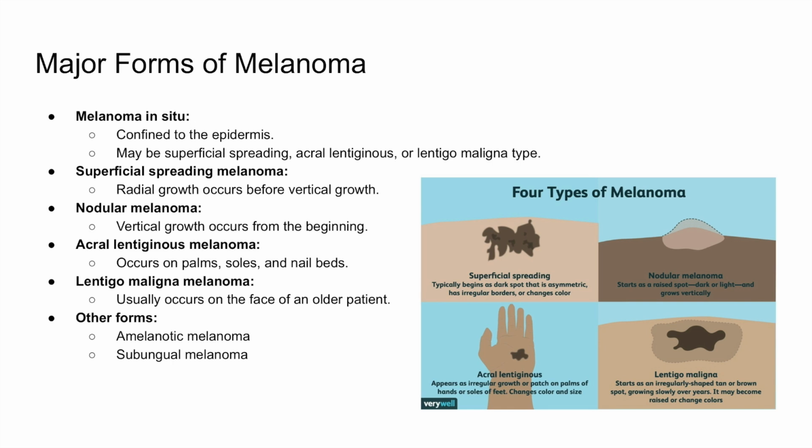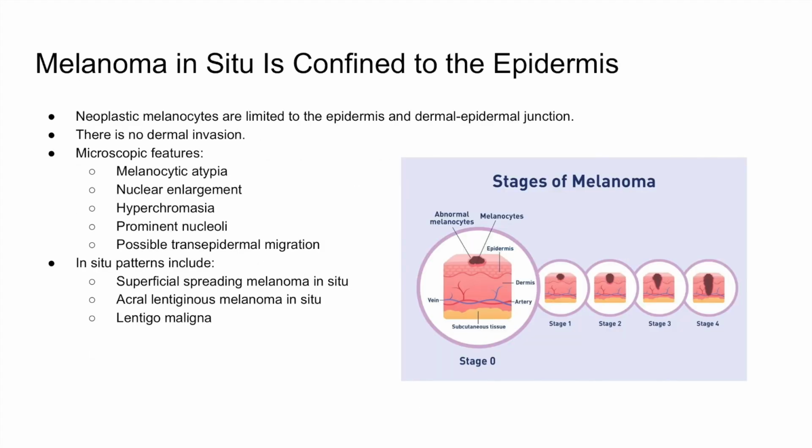Invasion converts it into lentigo maligna melanoma, and amelanotic melanoma produces little visible pigment, while subungual melanoma describes melanoma arising beneath or within the nail apparatus, usually as an acral presentation. All right, so melanoma in situ means malignant melanocytes remain above the basement membrane within the epidermis and dermoepidermal junction. Because there is no dermal invasion, it is classified as stage 0 and has not yet gained access to the dermal lymphatic or vascular channels.